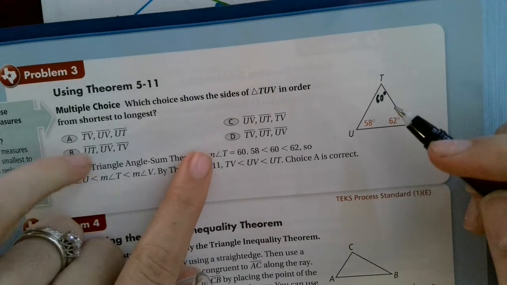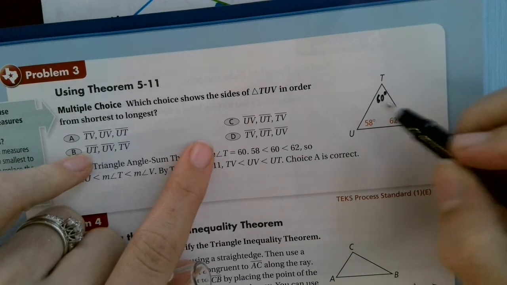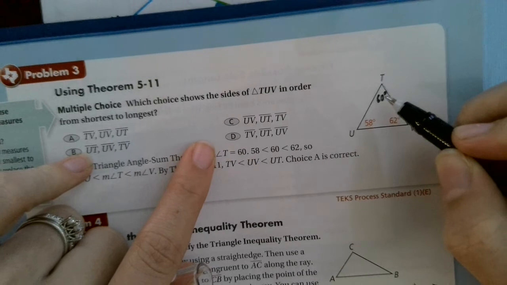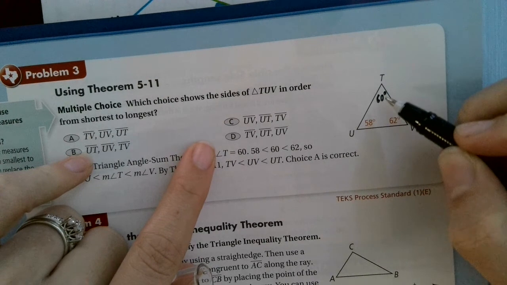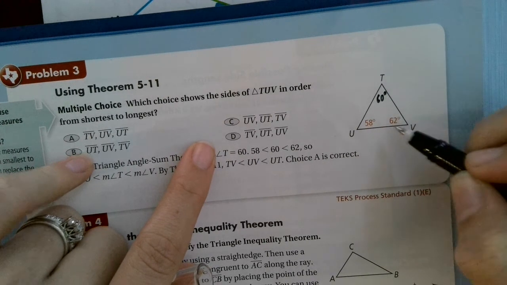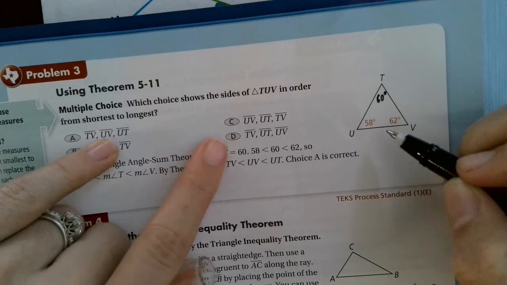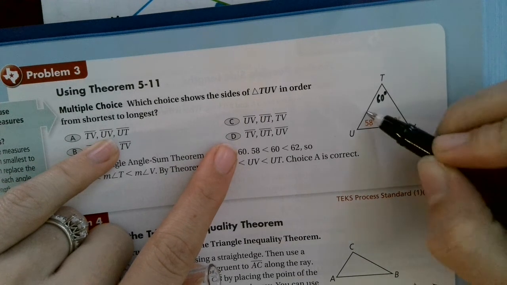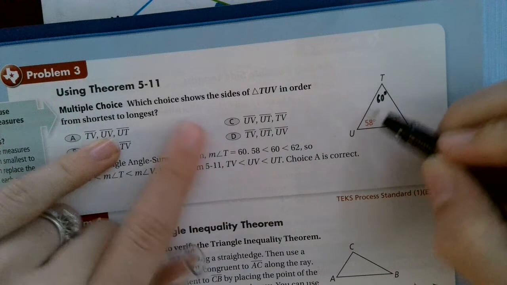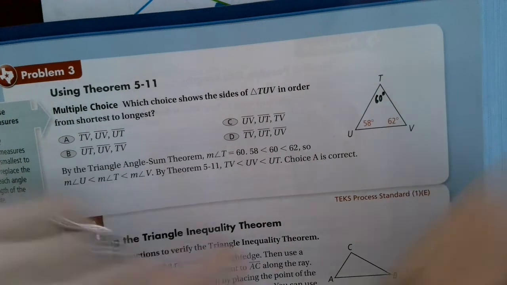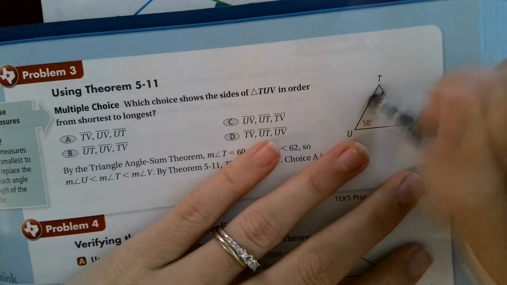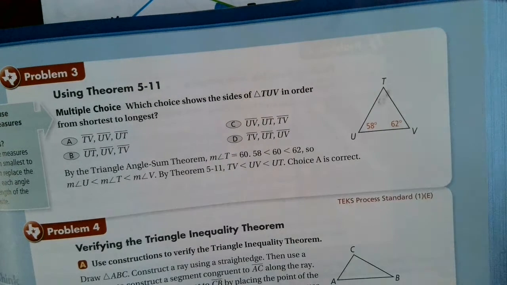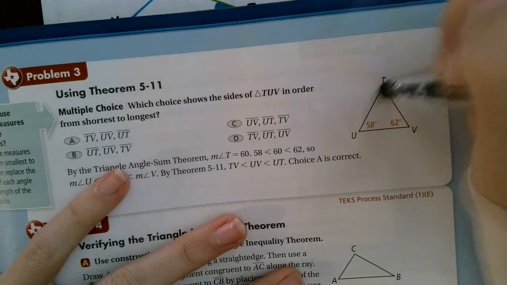So now let's keep going, okay? Our next shortest side is going to be across from the next shortest angle. So this is 60, or smallest angle. This is 60, so UV is going to be my next one, so it must be A, but we'll double check this. V is the biggest angle, and across from it is our longest side, UT, okay? So it must be A. And so we can figure that out here as well.